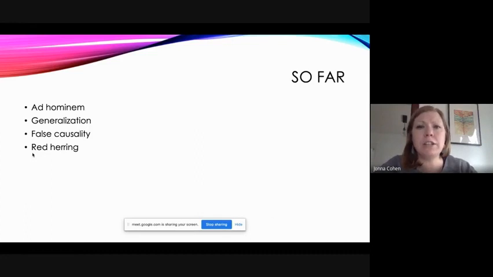Generalization. A generalization is if you say, for instance, all people with curly hair are really smart because you know one person that has curly hair that's really smart, right? So you take a small sample population and you turn it into everybody who looks that way or acts that way is the same. That's a generalization.